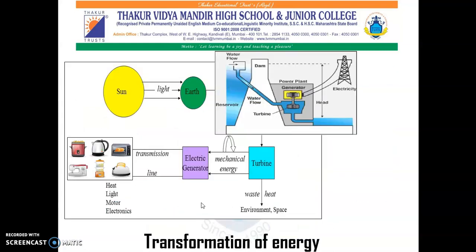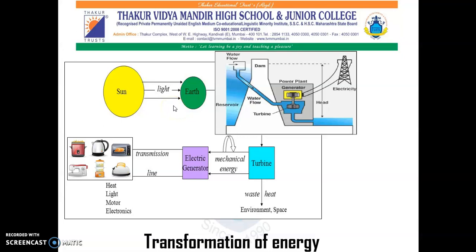In the previous session, we have studied about various forms of energy like mechanical energy, heat energy, light, sound, chemical, and electrical energy. Today, we are going to understand how this energy is transformed from one form to another. Transformation of energy takes place when work is done. Let us consider one chain of transformation of energy as shown over here in the picture.